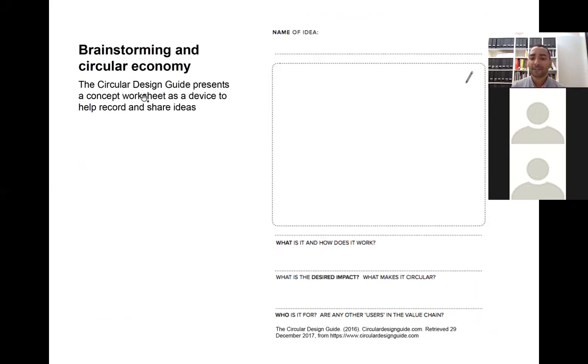What is the desired impact? What makes it circular? Who is it for? And are any other users in that value chain? So let's talk about Uber as an example.